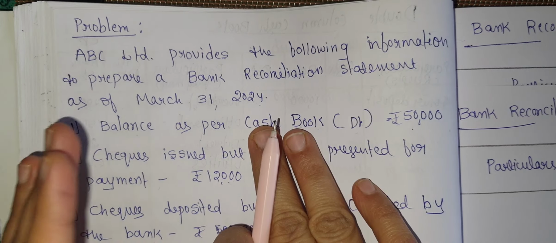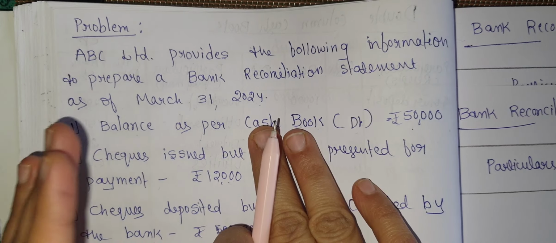Suppose in the problem they had given the balance as per passbook, we would have to find out the balance as per the cash book. But here they have given the balance as per cash book, so we have to find out the balance as per the passbook. Second one, checks issued but not yet presented for payment rupees 12,000. Checks deposited but not yet credited by the bank rupees 8,000. Bank charges debited by the bank rupees 500. Interest credited by the bank rupees 1,500. A check of rupees 3,000 was deposited but was dishonored by the bank.